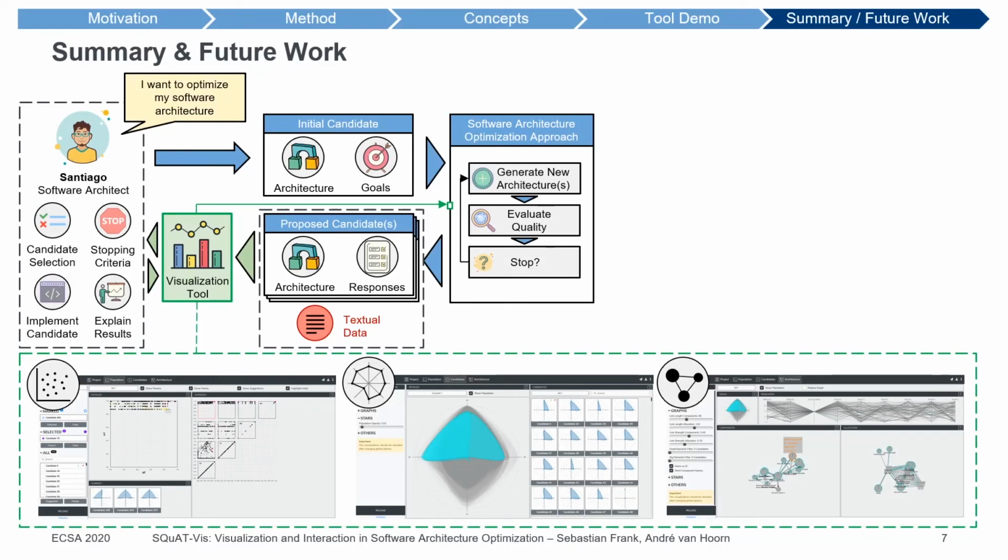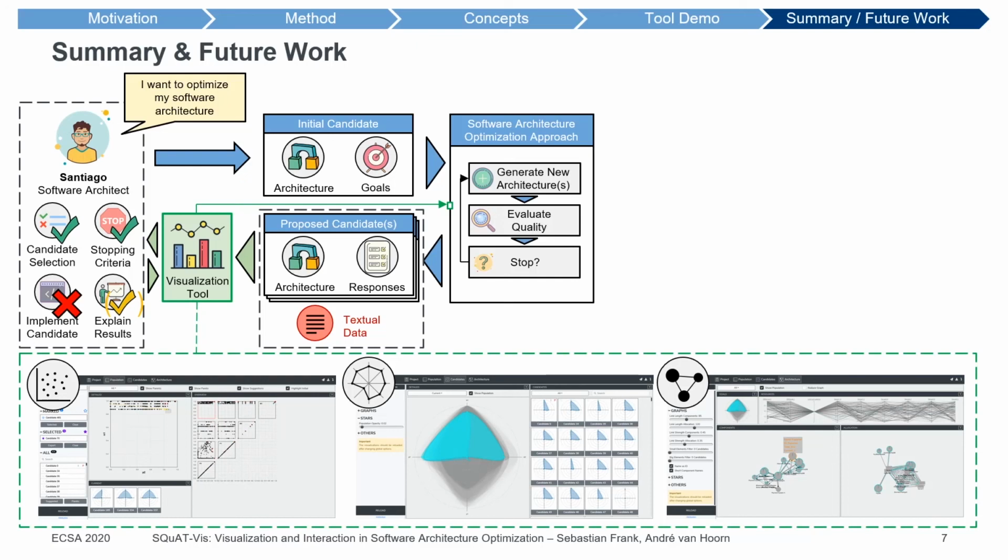In this presentation, I introduced SQuAT-Vis, which is intended to support architects and software architecture optimization by visualizing candidates based on response values and architectural information. Our evaluation indicates that several hundred candidates can be displayed efficiently. The experts performed well in selecting candidates and deciding on whether to stop the optimization.